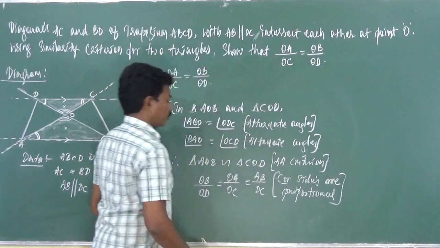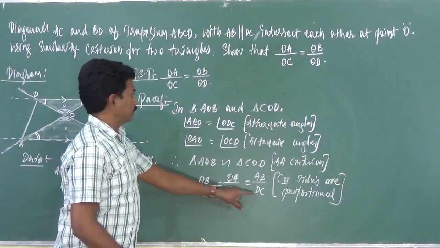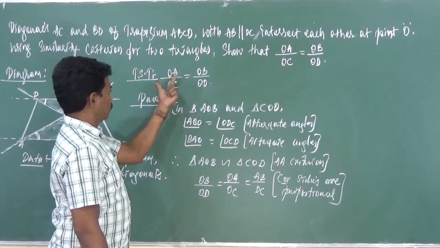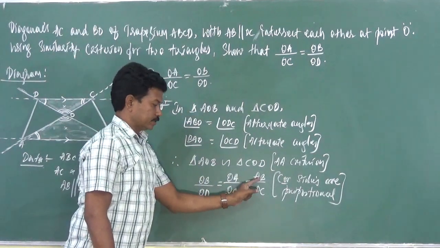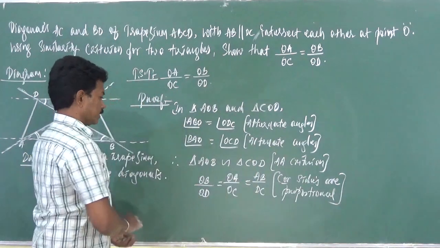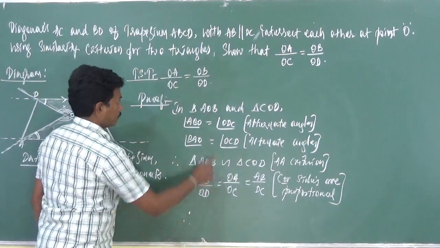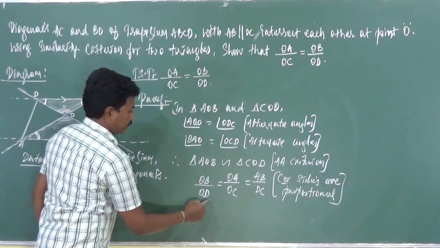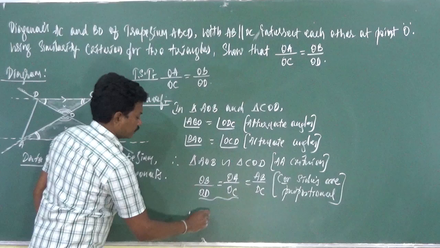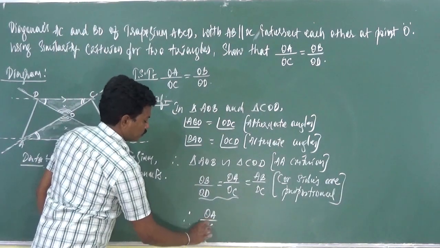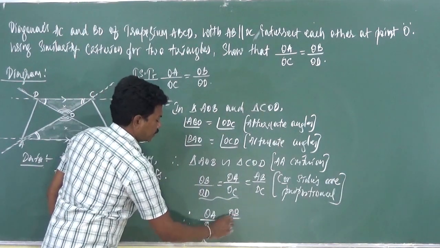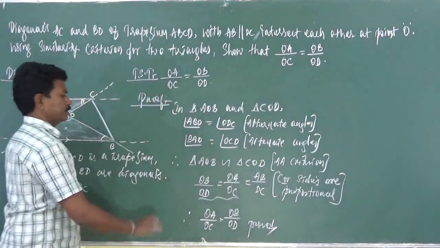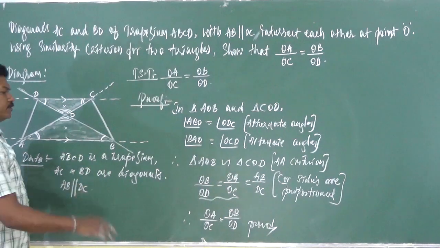Corresponding sides are proportional. Out of these three ratios, we have to prove this one, that is OB by OD is equal to OA by OC. That's enough, so this one is not required. We will ignore it. So OA by OC I have here, OB by OD I have here. We will write these two. Therefore, OA by OC is equal to OB by OD. Hence it is proved.